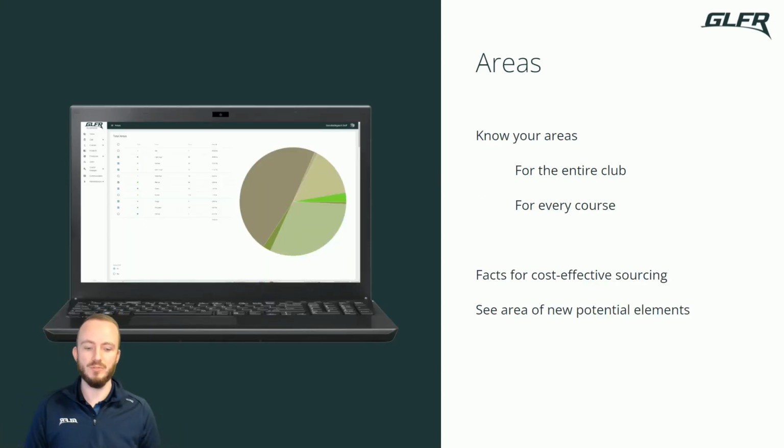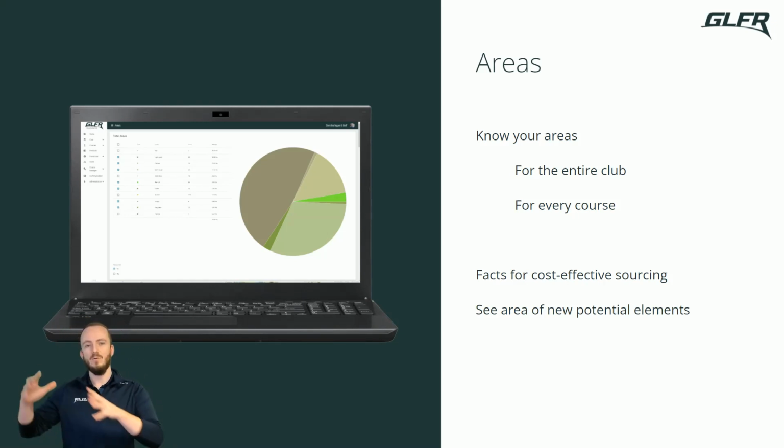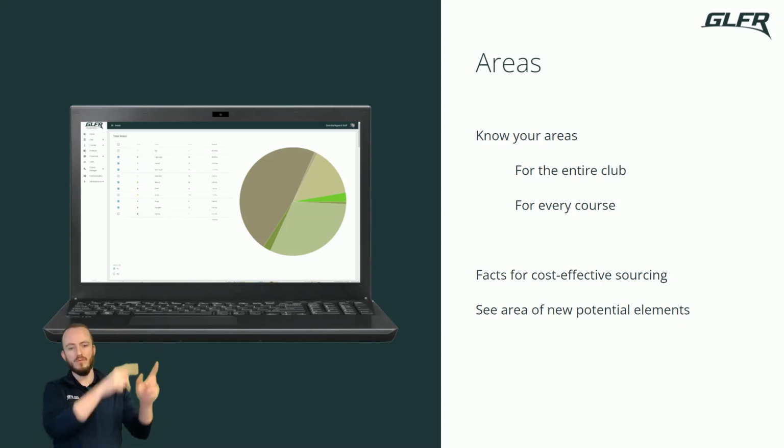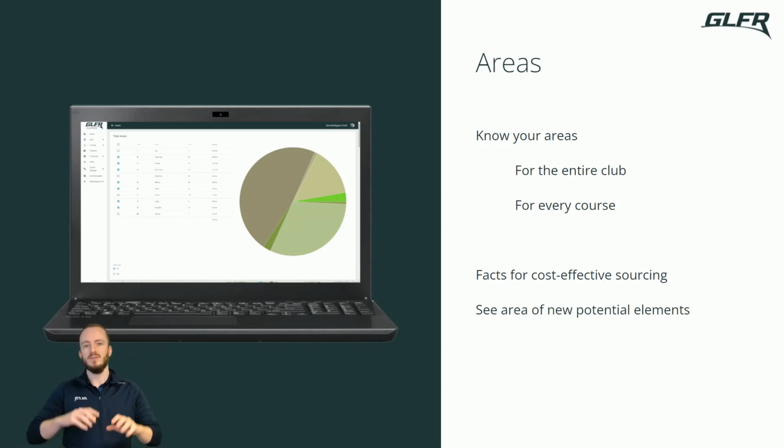First of all, you have your areas. It's very important for you to know the areas of your golf course and how big the different elements are out on your course. If you go into GLFR Business and into areas, you'll see the overview that I have here that shows you the aggregation of all the areas on your entire golf club.